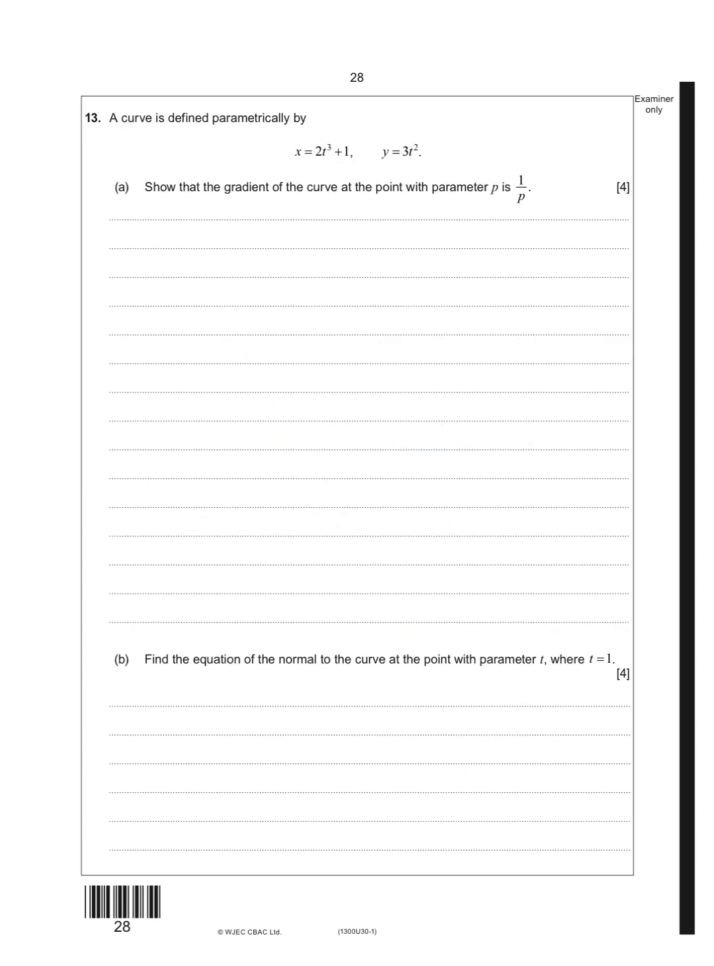Moving on. Okay, we've got some parametric curves here. Show that the gradient of the curve at the point where t equals p. That's how I always read that. I know it says where the parameter is p, but I always read that as where t equals p, and they give us the answer. So let's see if we can get there.